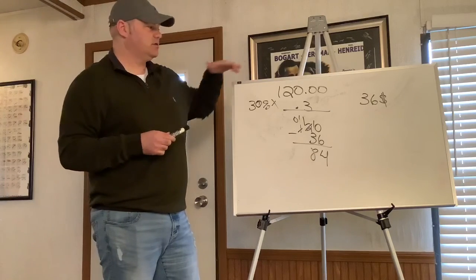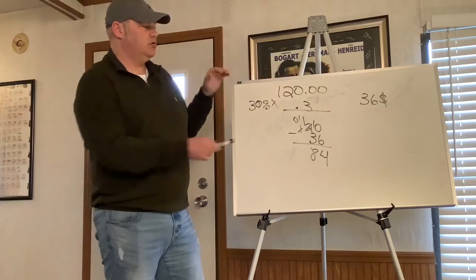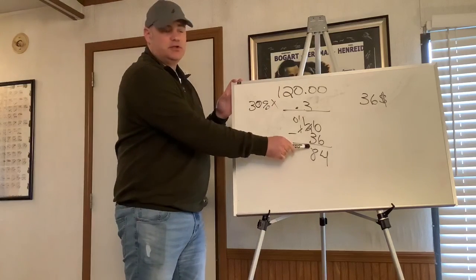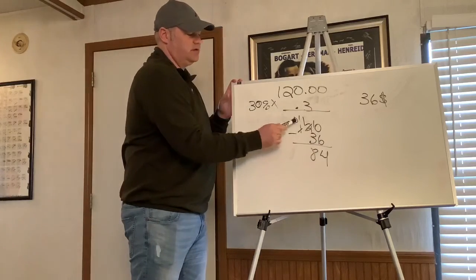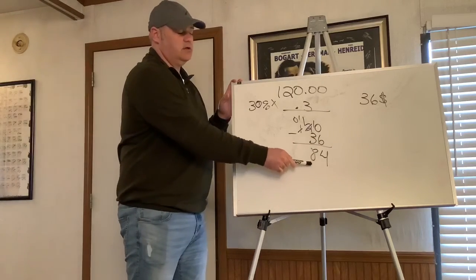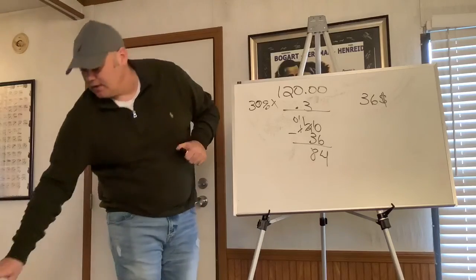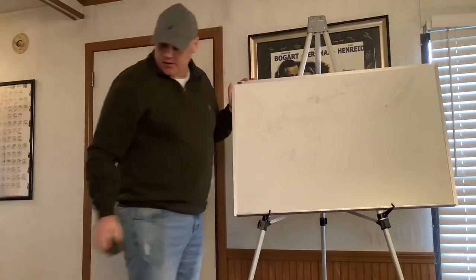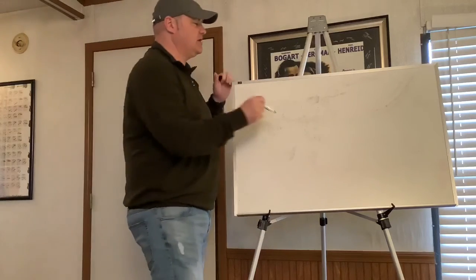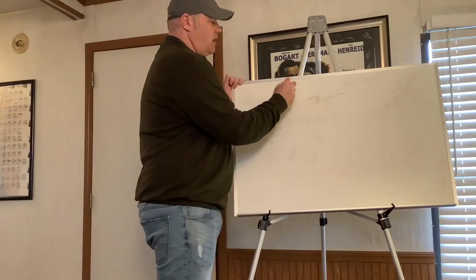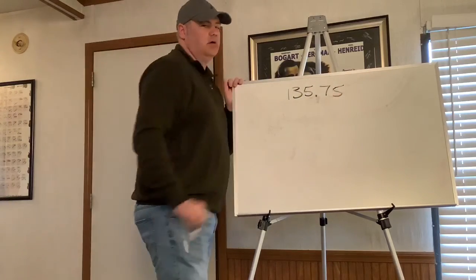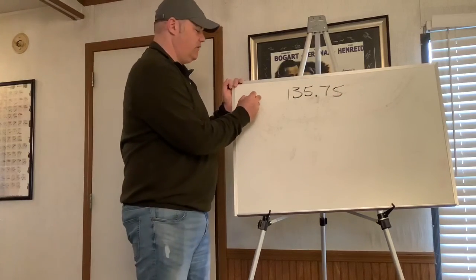So if you walk into a store and you get that percentage off, you now know you can multiply times this decimal, figure out how much gets taken off, and take it off the total of $120, and you're going to be paying $84. Let's do another one. Let's say it's not as clean as the first price. Maybe the first price is $135.75, and I get 35% off.